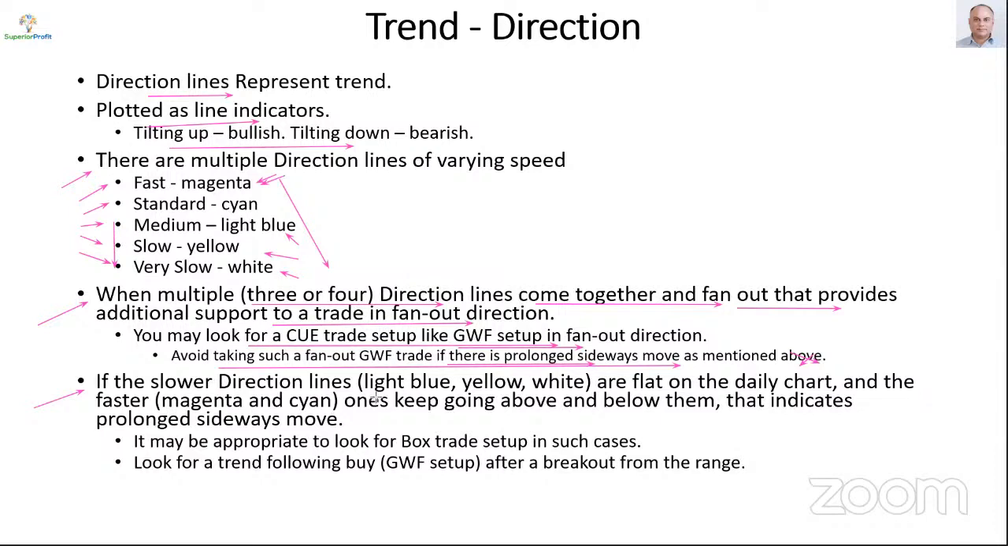If the slower direction lines, the medium, slow, very slow, light blue, yellow, white, are more or less flat on the daily chart, and the faster lines, the magenta and cyan, keep going above and below the slower ones, that indicates a prolonged sideways move, not a short-term sideways move. If it is in a prolonged sideways move, then you may look for a box trade setup. You may look for a trend following setup only after a breakout from that prolonged sideways move.